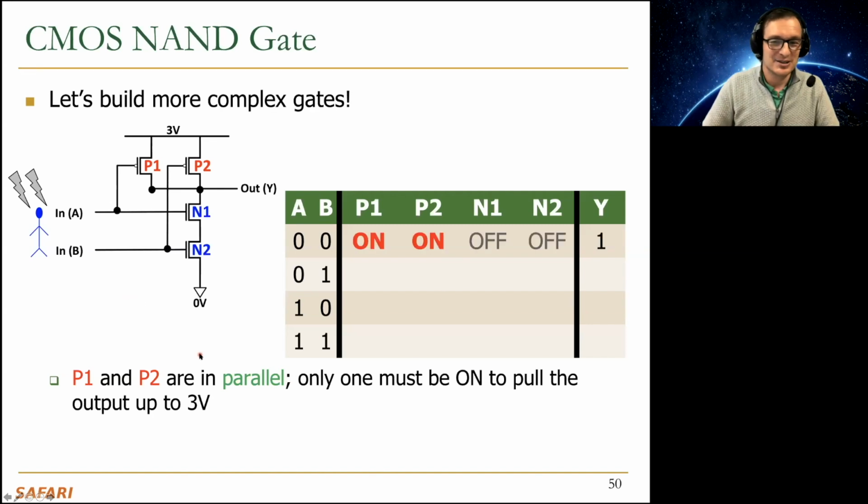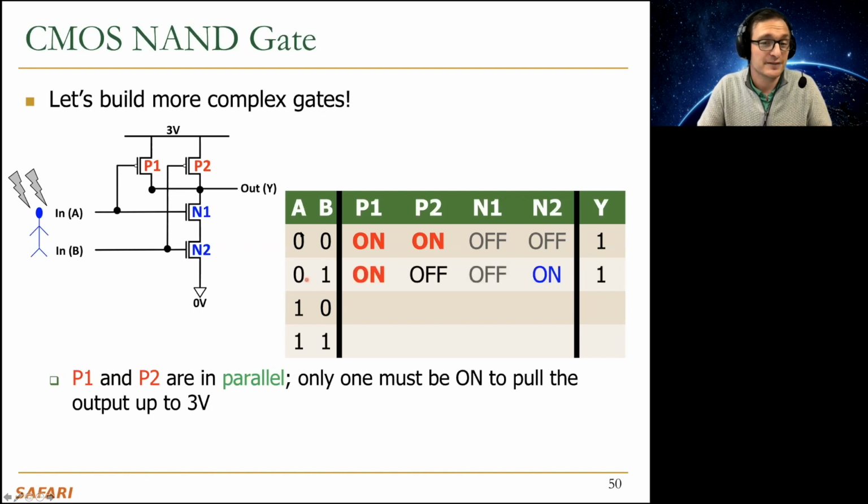Okay, so basically, if both A and B are 0, let's go through each of them. If both A and B are 0, what happens is these do not conduct, so 0 doesn't get connected, but both of these conduct. As a result, you get a 3 volts in the output, which is a 1, right?